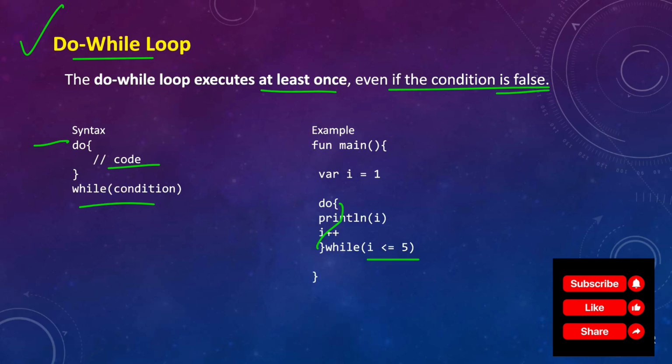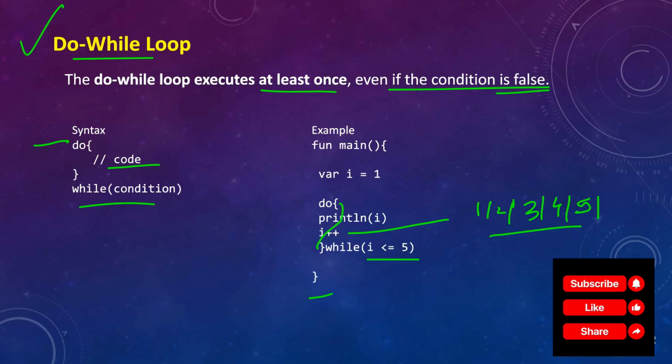Here is an example: i equal to 1, it will be printed, i plus plus, i becomes 2 now, while i less than or equal to 5. This loop continues until the i value becomes 5. Once it is increased to 6, the while loop stops, and execution of this block of code returns to the next line.